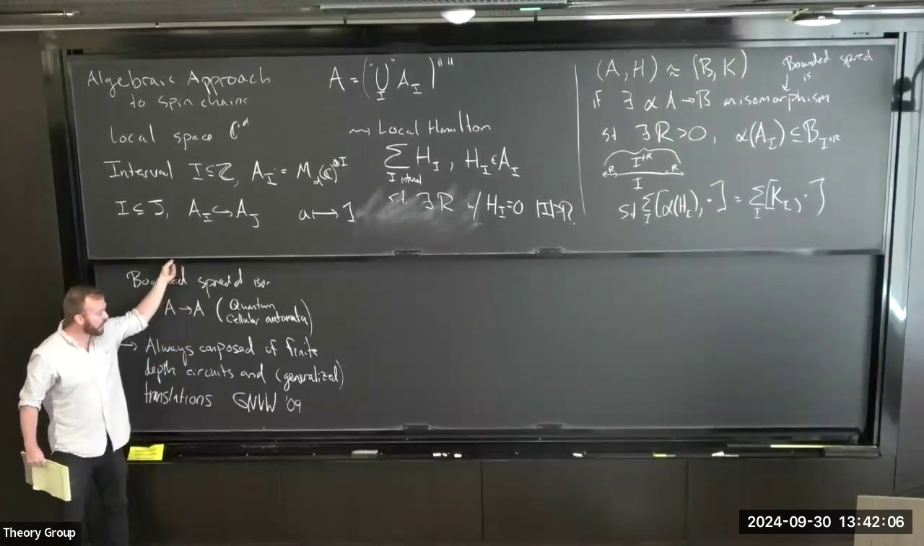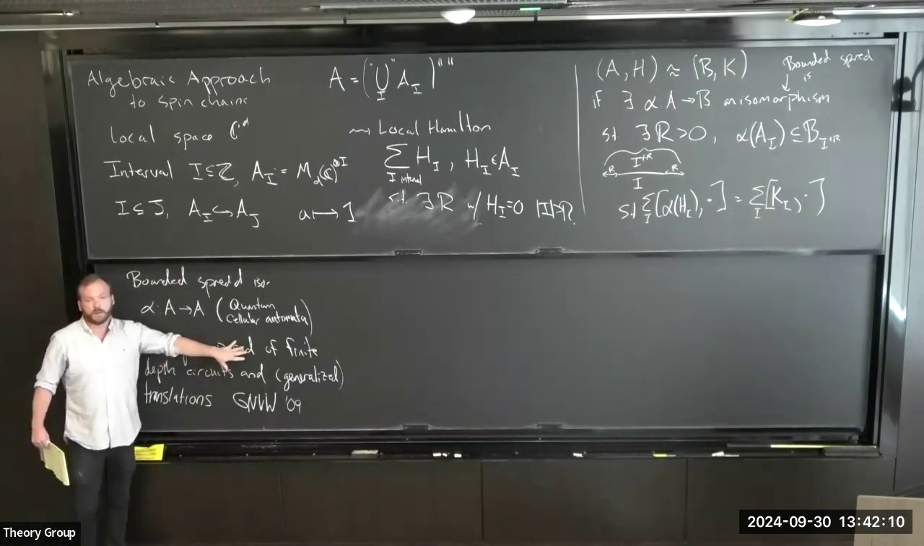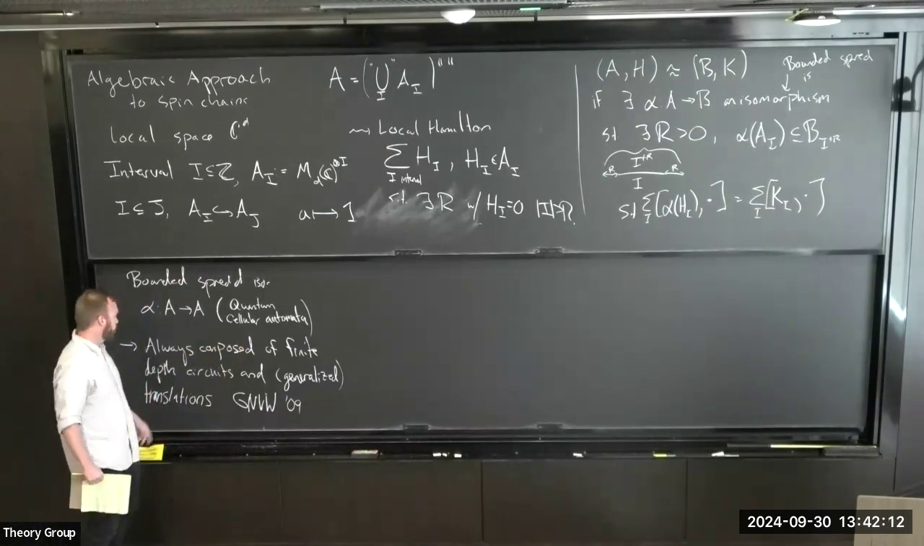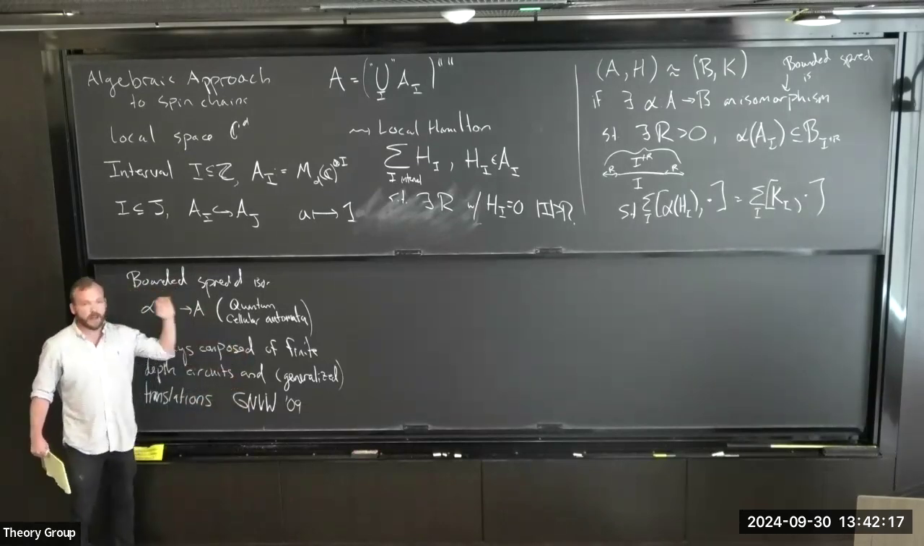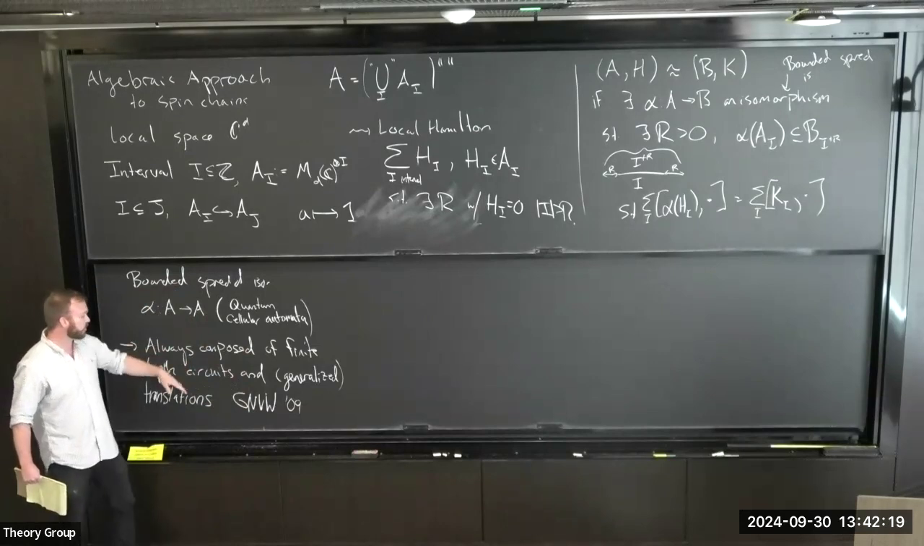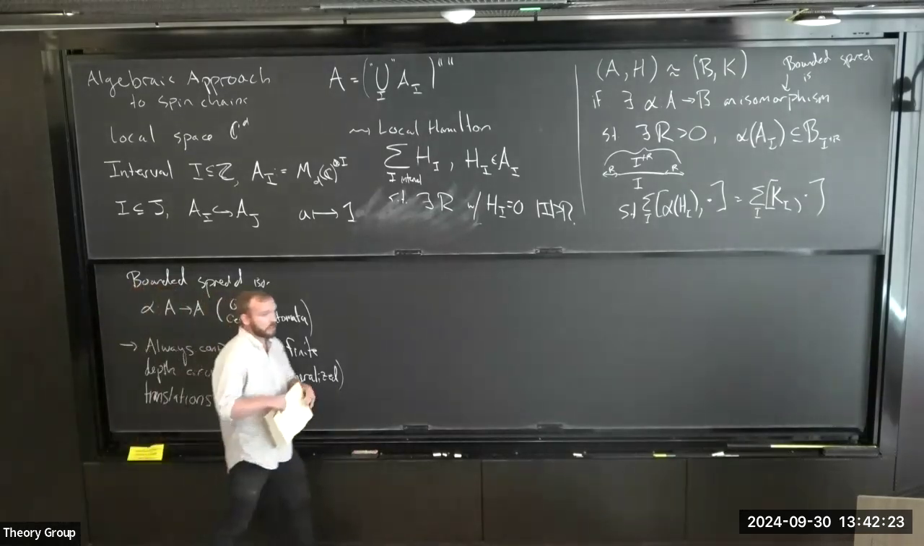Okay, and the way that they do this is they define a numerical index, and they show that the kernel of the numerical index is exactly the finite depth circuits, and all the other indices are saturated by generalized translation. And what do I mean by generalized translation?